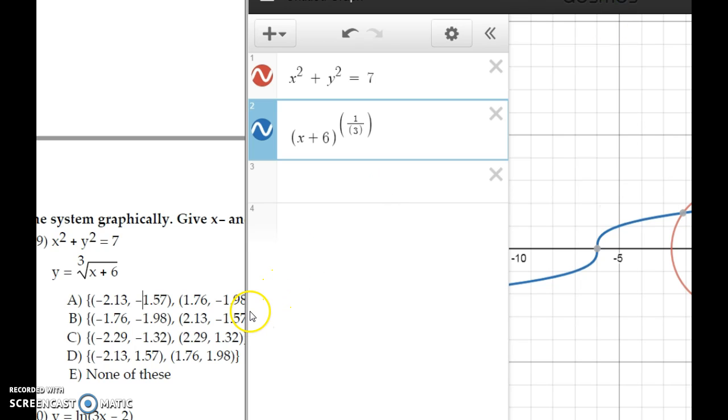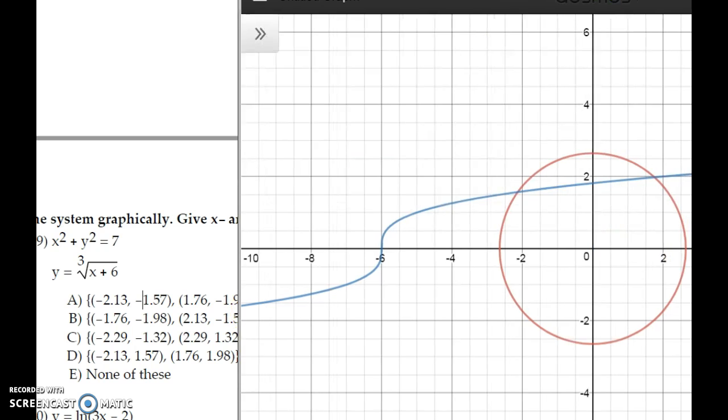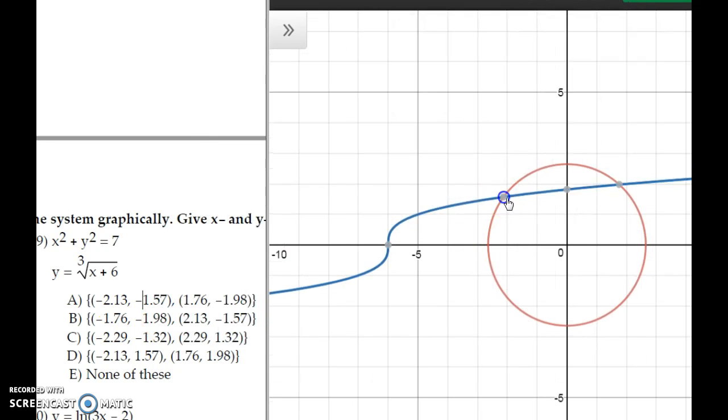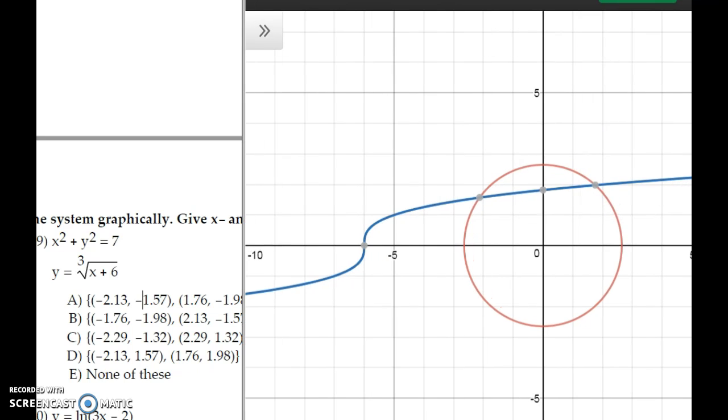So, trying to make this a little more visible here. So I trace here, and negative 2.13 looks like an x value, and the y value is 1.57. So looks like D is the only possible solution. Now let's see if the other one checks out. 1.76 and 1.98. So yeah, it does check out.